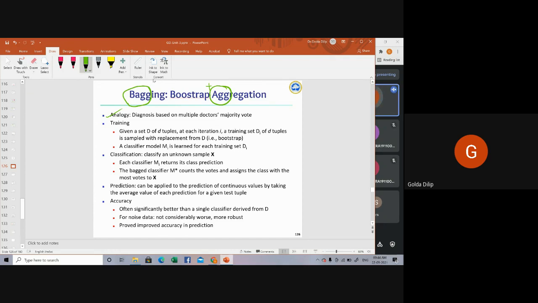Okay, so now instead of doctor, you assume it to be a classifier. So that's actually the basic idea behind your bagging. Okay, so the major assumption with respect to your analogy is, what is it?